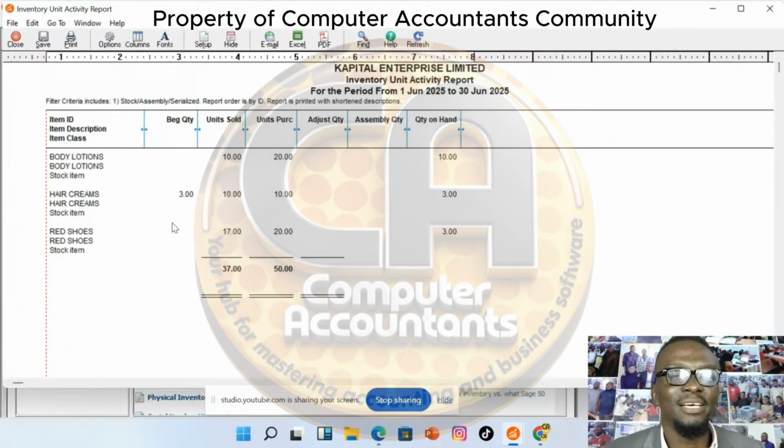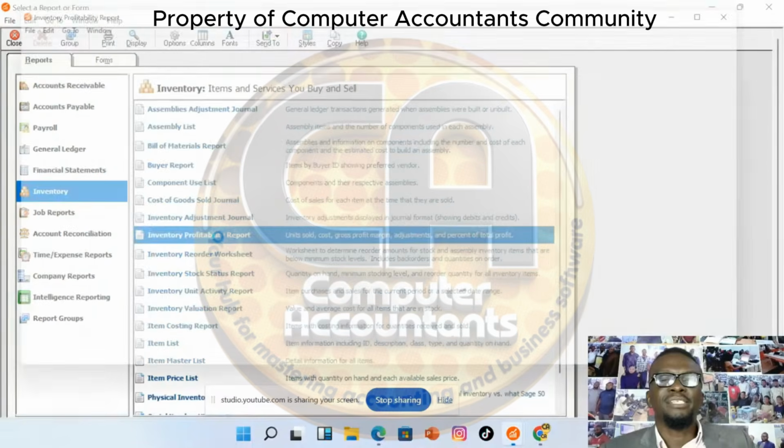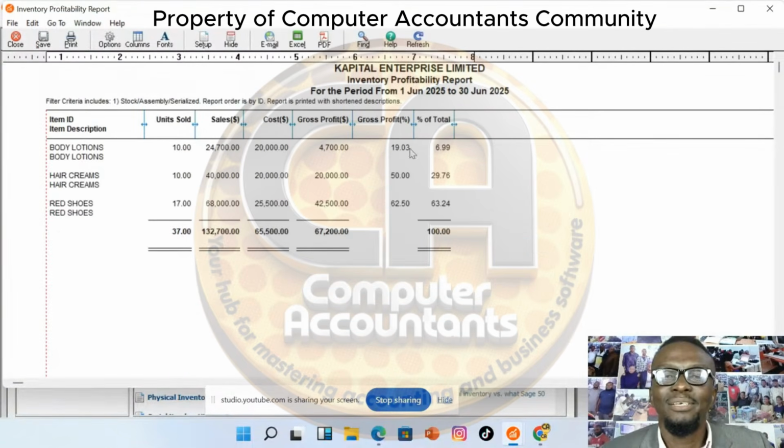You can see it. For hair cream, we started with a beginning balance of 3 items. We bought 10, we sold 10 and it's remaining 3. For body lotions, we purchased 20, we sold 10, it's remaining 10. It can also show you how you have made profit from each item. Okay, the inventory profitability report. You can see this is how each item has contributed to our gross profit.